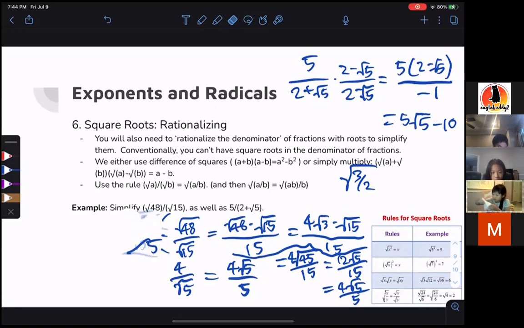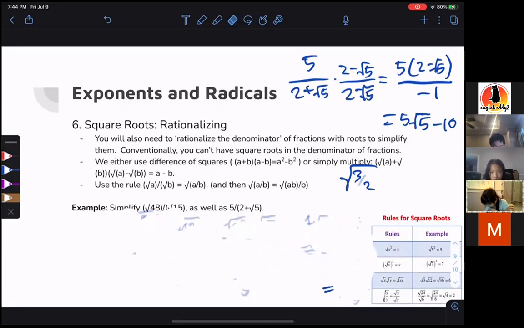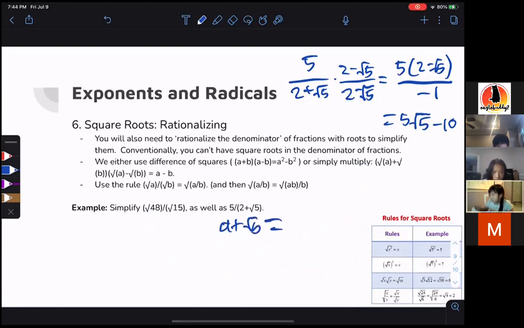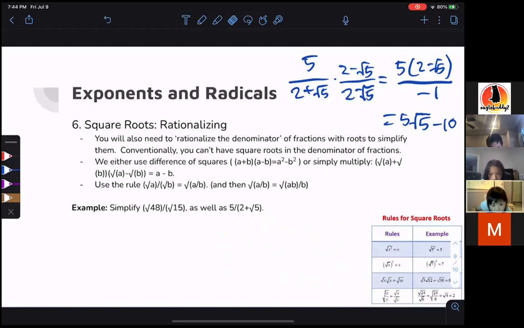And same with this 5 over 2 plus root 5, it's just multiplying by the conjugate. Make sure you have the conjugate down. If a and b are integers, the conjugate of a plus root b is a minus root b. Vice versa, the conjugate of a minus root b is a plus root b. And then the conjugate of root a plus root b similarly is root a minus root b. Just multiplying by this over this, if the denominator has this in it, would work in rationalizing it. Assuming a and b are integers, of course.